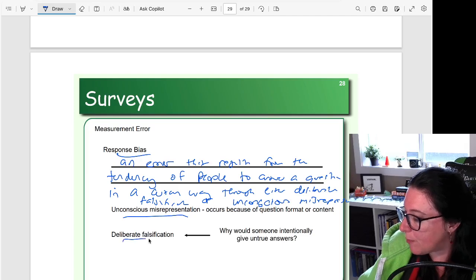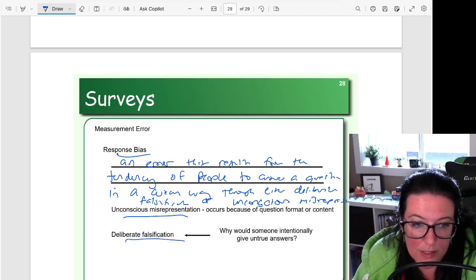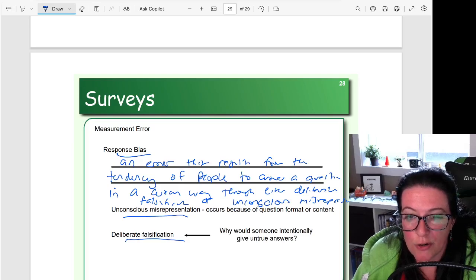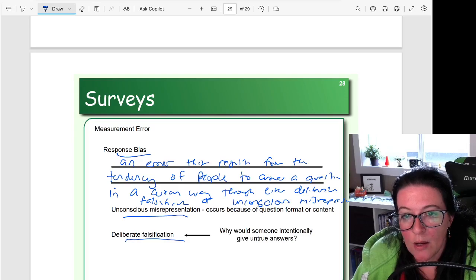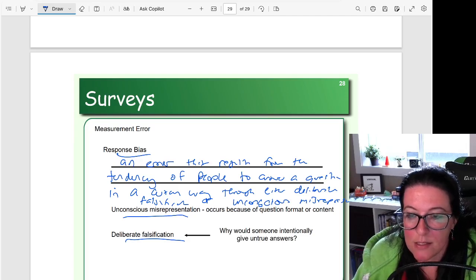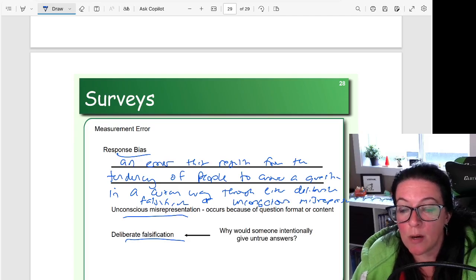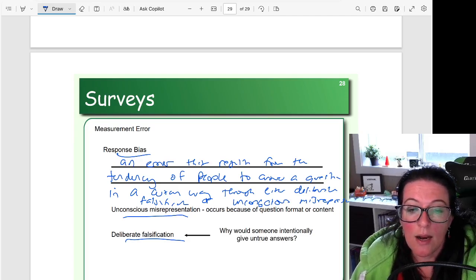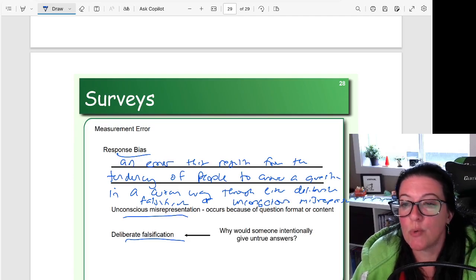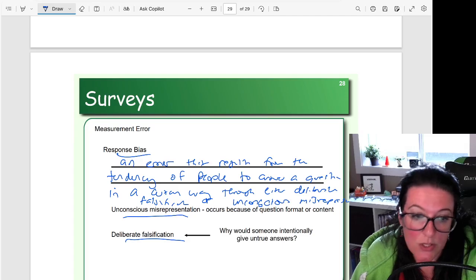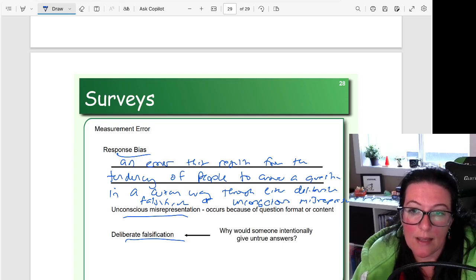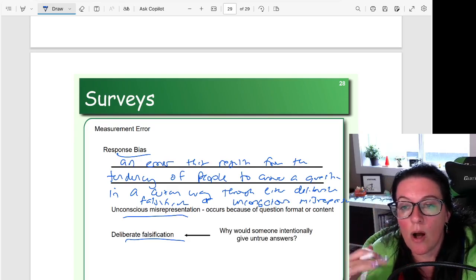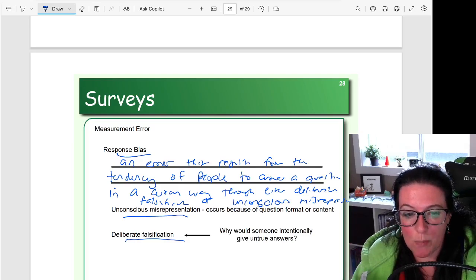But if we have deliberate falsification, if the people responding to your survey are intentionally misleading you, then the question becomes why? What is creating that response bias? Perhaps they want to appear more intelligent than they are. Perhaps they don't want to reveal information that is embarrassing to them. Perhaps they want to conceal or hide information they feel might cause them to be recognized in the responses.